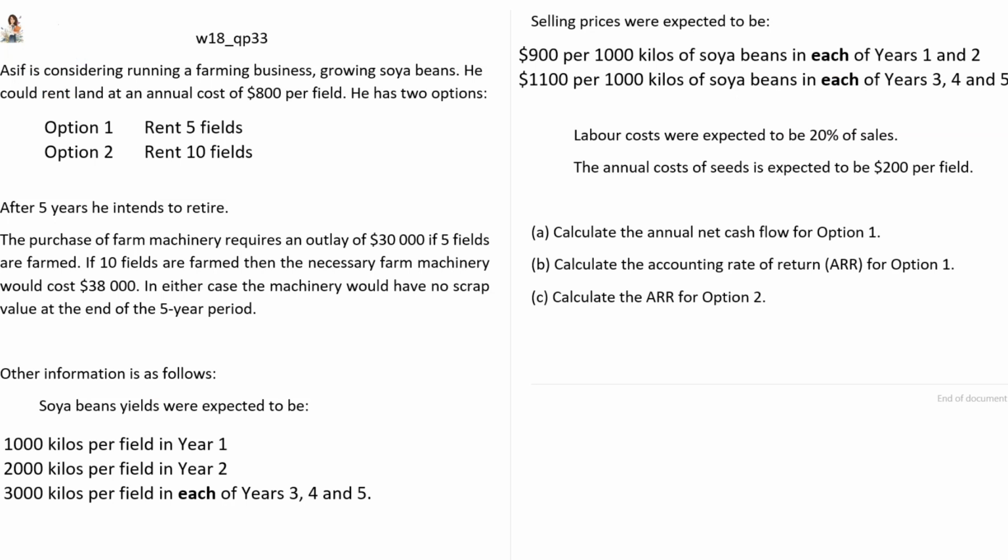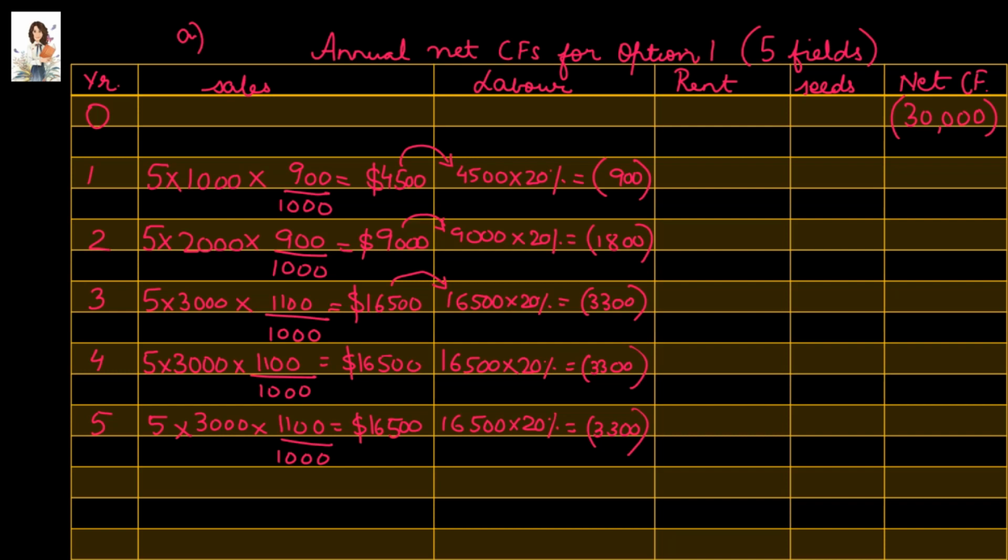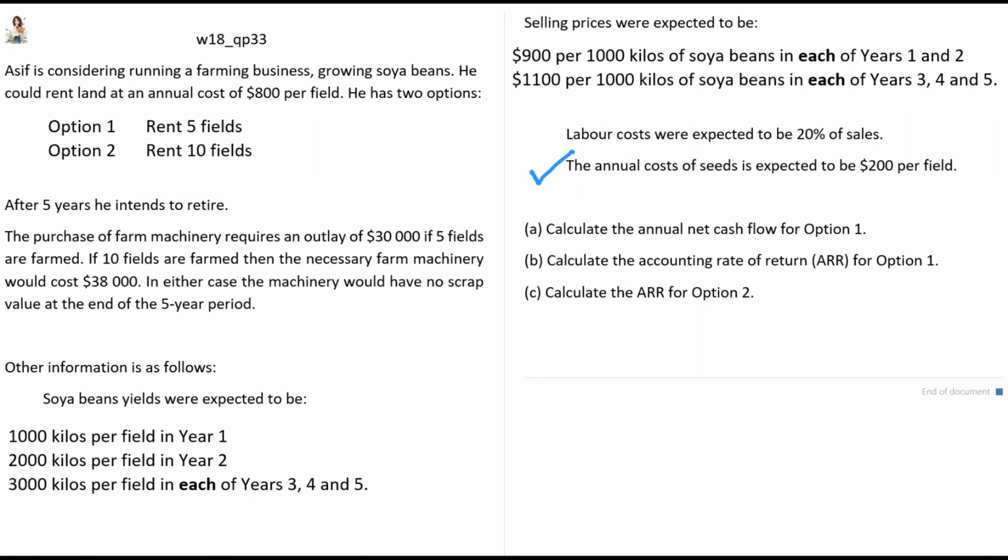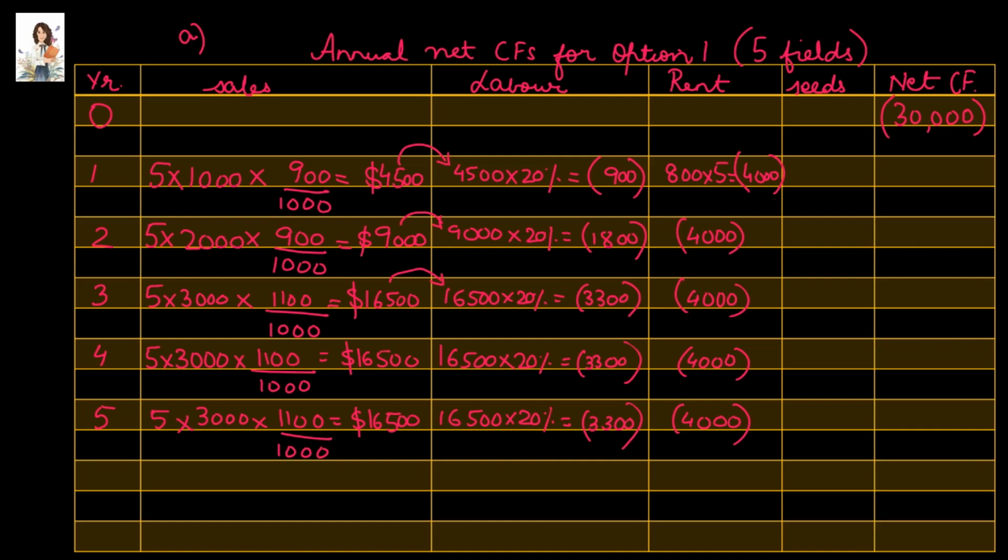The next cash flow that we will consider is rent. Rent is $800 per field, and under option 1 there are 5 fields. Therefore, for each year the rent will be 800 into 5, that is $4,000 negative because it is an outflow. The annual cost of seeds is expected to be $200 per field, and as we know, under option 1 we are renting 5 fields. So for each year the cost of seeds will be 200 into 5, that is $1,000 negative.